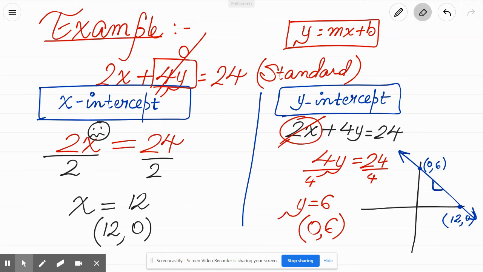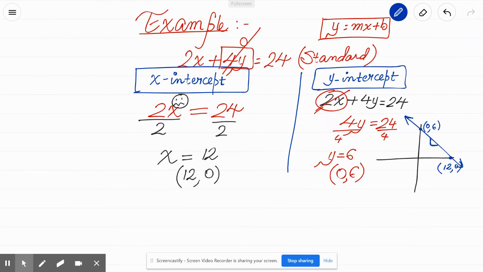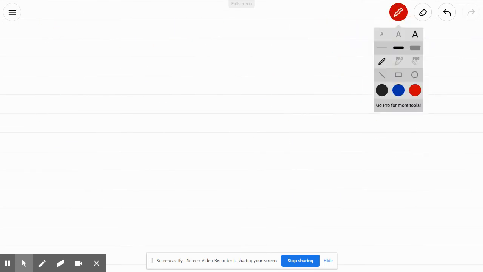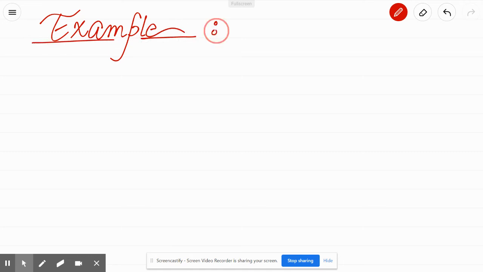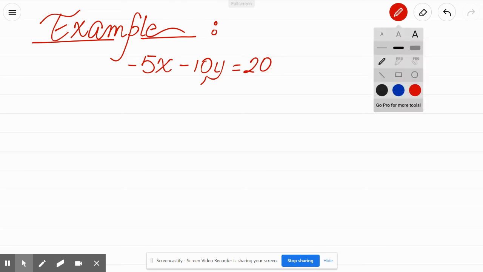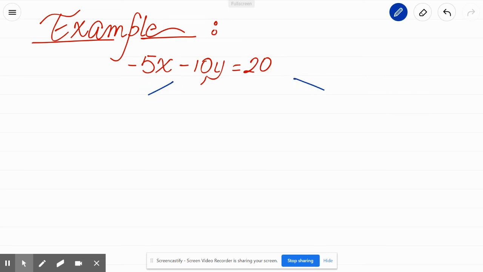All right, now I'm going to clear this off. And on the next slide, let us do another example, because I'll give you questions to practice after I do some questions for you. All right, let us say our question is negative 5x minus 10y equals 20. By now I hope you understand that there are two intercepts, x-intercept and y-intercept.